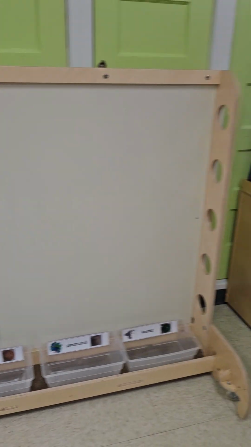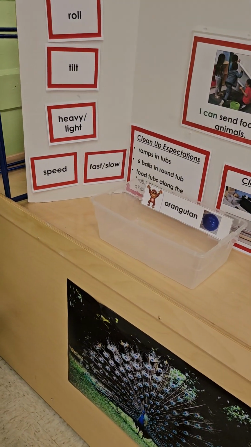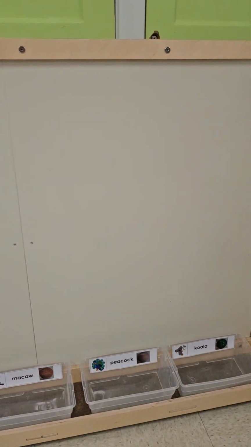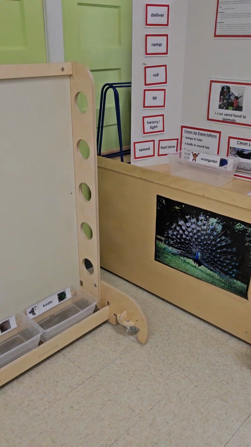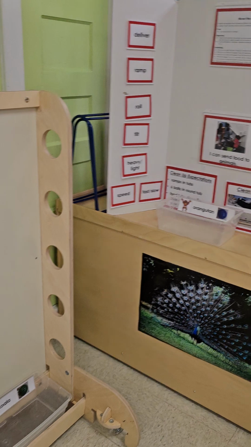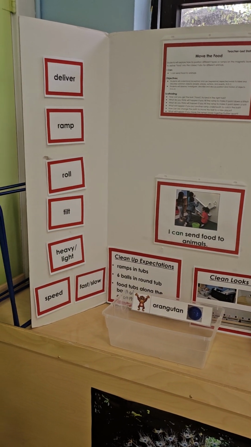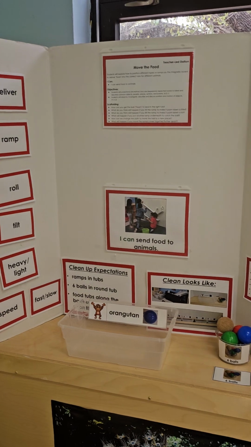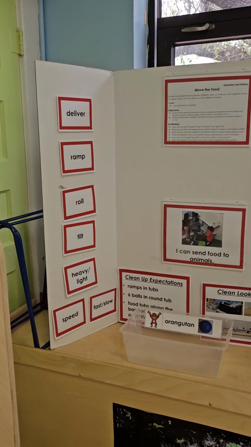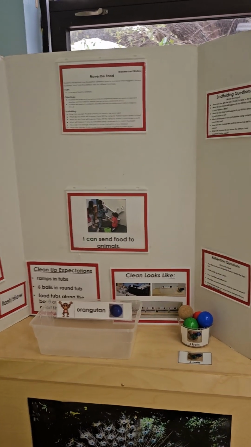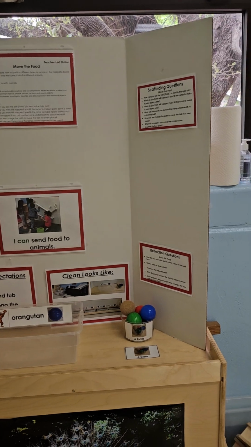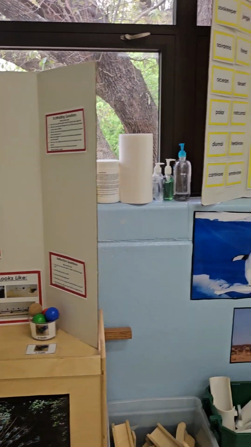You can switch the tubs around. There's another extra tub up here. You can use one tub, 3 tubs, whatever. So hopefully they'll have fun with that, trying to figure out how to tilt, how to move the ramps to get it to go to the right place. Here's your vocabulary, cleanup expectations, the lesson plans, scaffolding questions, reflection questions, and the PreK guidelines.